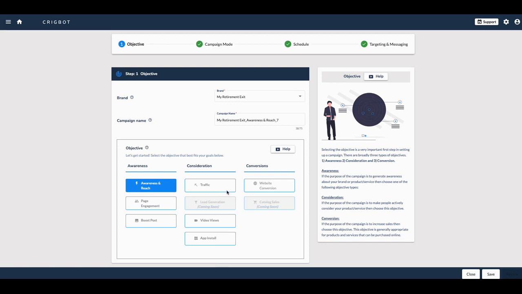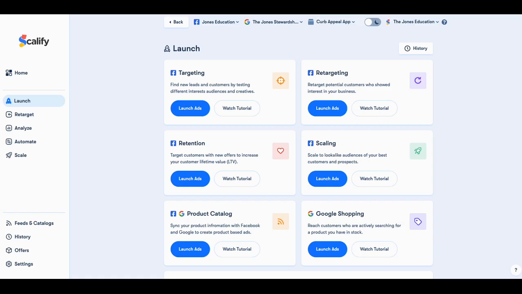Now, let me show you how Scalify is put together, and then I'll close it out. What you have here on the Scalify side is, when you get ready to launch, targeting, retention, product catalog, Google Shopping, scaling, and retargeting. These are core messages. They don't take you down a path, which is one of the things when I started using Scalify, I was like, wait a minute, what if I don't want to do that? That was one of the things I had a challenge with.